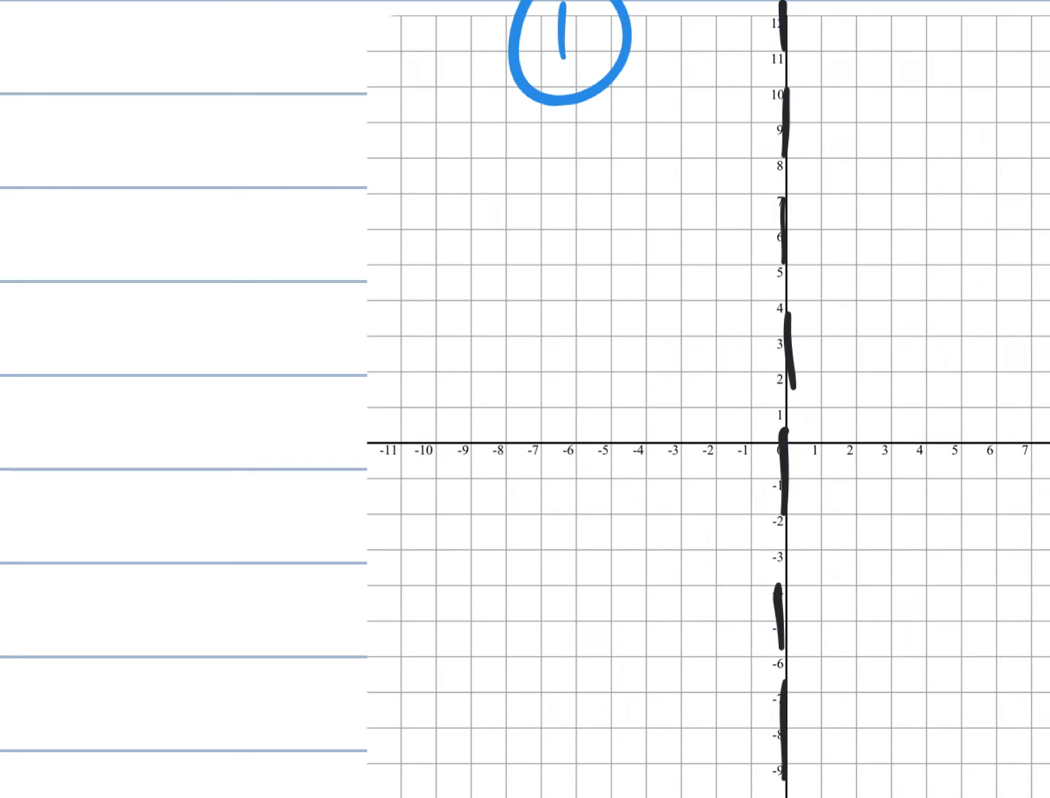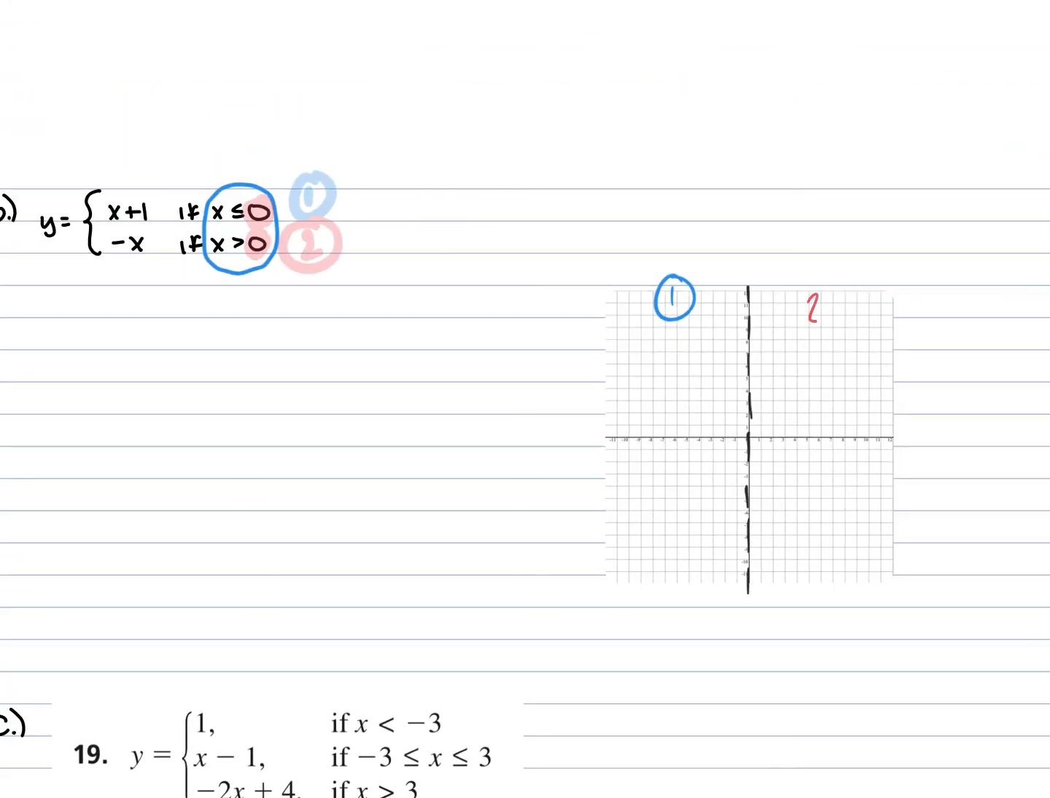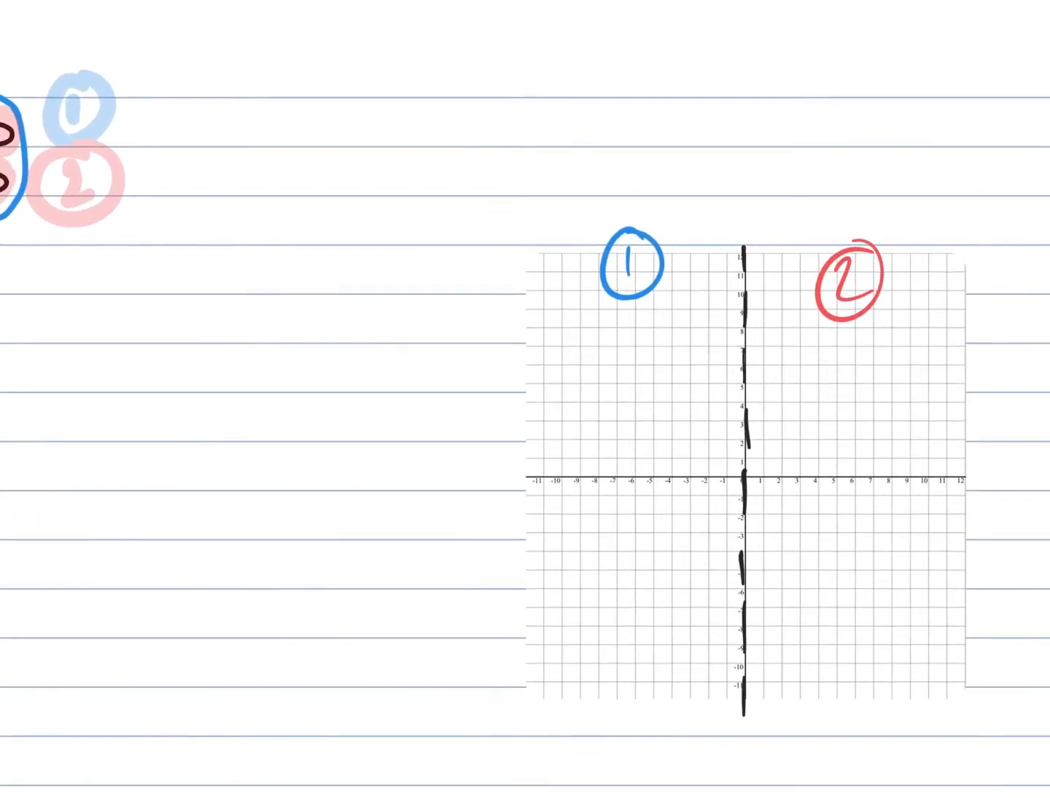The right, because it's saying it's greater than 0. All the x values that are bigger than 0 are over here on the right side. Okay? So piece number 1 will be on our left. Piece number 2 will be on our right. What's the function that we have to graph for piece number 1?